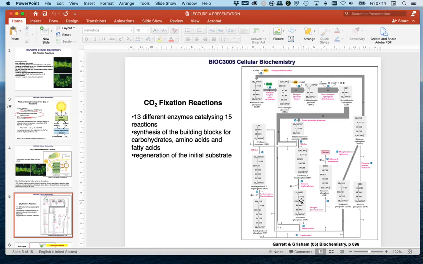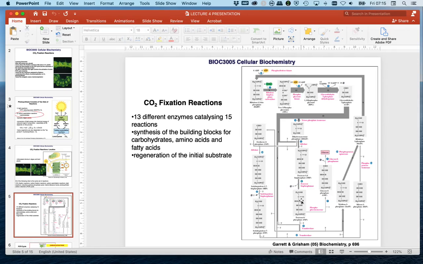Okay? That is not part of this unit. Right? The point of these reactions is that they synthesize the building blocks for carbohydrates, for sugars, but also for amino acids and fatty acids. So more takes place in the chloroplast than just the synthesis of carbohydrates.